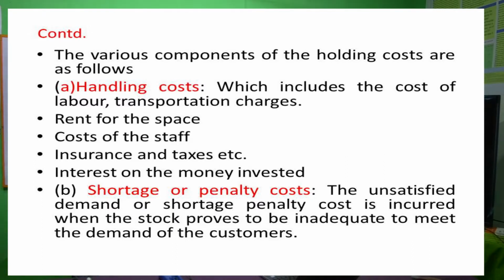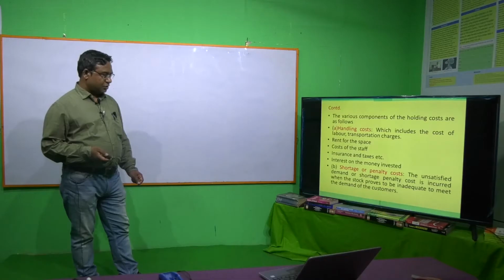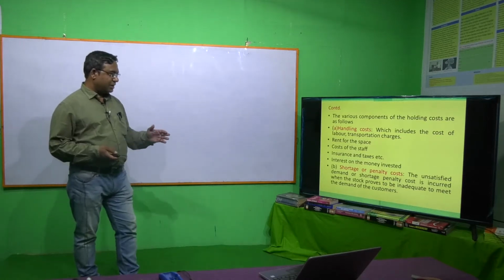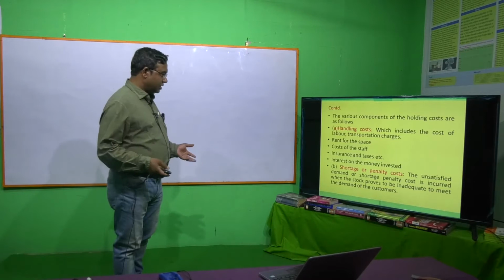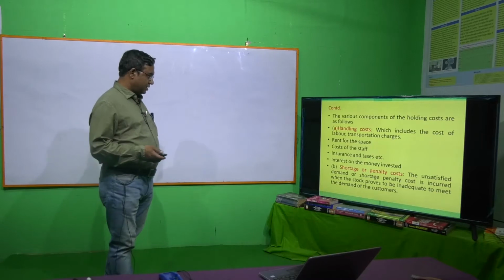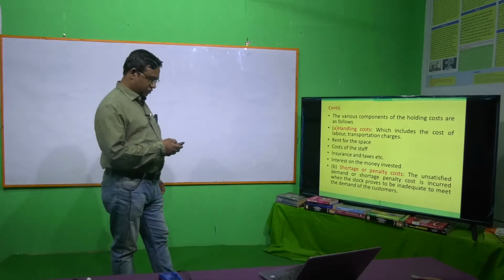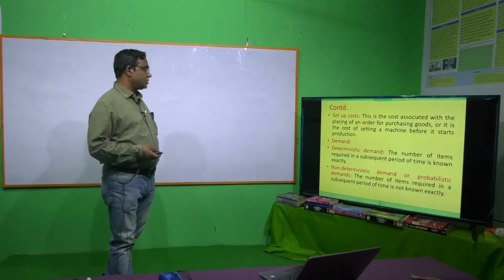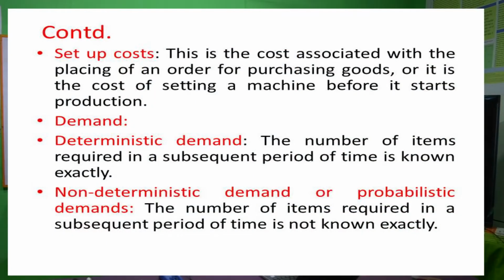Shortage or penalty costs. The unsatisfied demand or shortage penalty cost is incurred when the stock proves to be inadequate to meet the demand of the customers. So when there is a demand, if there are no goods in the stock, then we will face the shortage penalty cost. Setup cost. This is the cost associated with placing an order for purchasing goods, or it is the cost of setting a machine before it starts production. Setup costs.